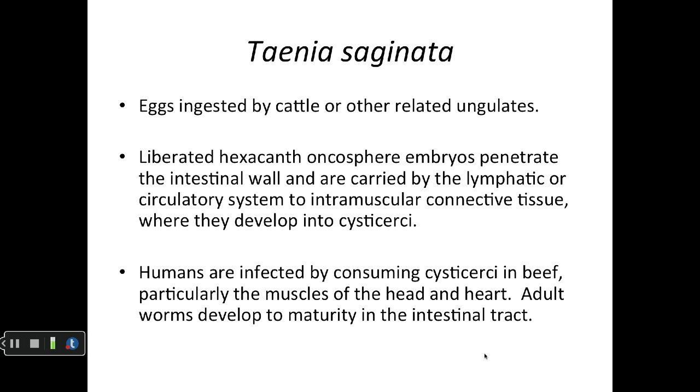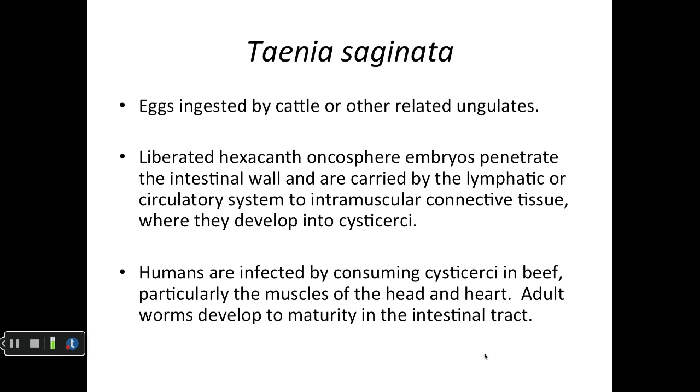Like Taenia solium, it is apolytic, in which gravid proglottids detach and pass out with feces. When they're passed out in the feces, the cattle or other related ungulates can ingest those eggs that are present in the proglottids. And again, the hexacanth oncosphere embryo penetrates the intestinal wall and is carried by the lymphatic or circulatory system to the muscle tissue predominantly. It can be found in muscle tissue or connective tissue. And like we saw in the pig, these embryos develop into cysticerci.